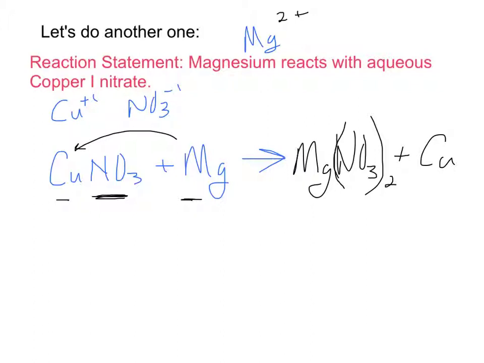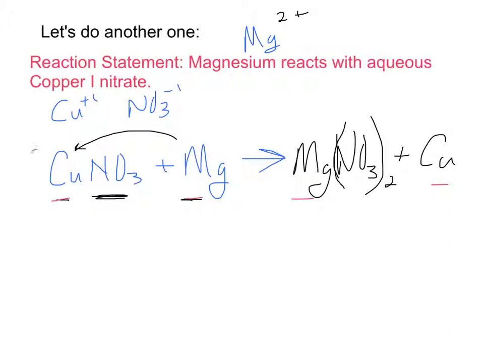So now let's balance it. I start with my metals. First metal here is copper. I got 1 on this side, I got 1 on this side. Okay, so that means, okay, coppers are done. Let's go to magnesiums. I got 1 on this side, I got 1 on this side. Magnesiums are balanced, but now I got to go to my non-metals, which is my nitrate. I got 1 on this side, I got 2 on this side.